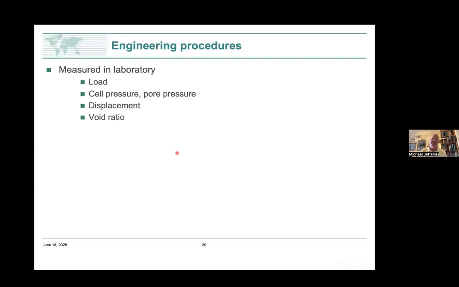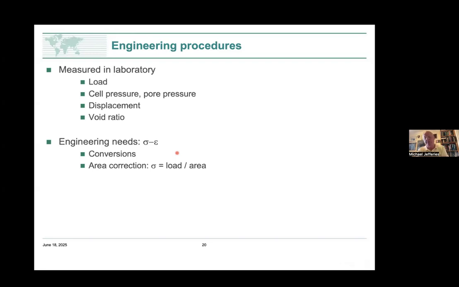But what we want as engineers is deviator stress, for example, and volumetric strain. So we need to convert what we measure in the laboratory to the values we're going to use. Conversions involve, shall I say, additional information. For example, we need to know the height of the sample to turn an axial displacement into axial strain. That's not so difficult to measure, and it can be recorded.